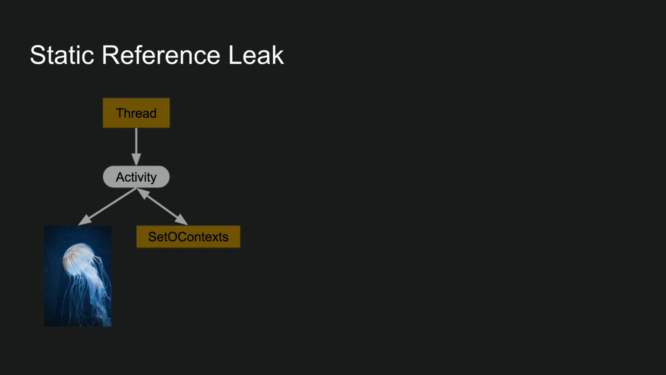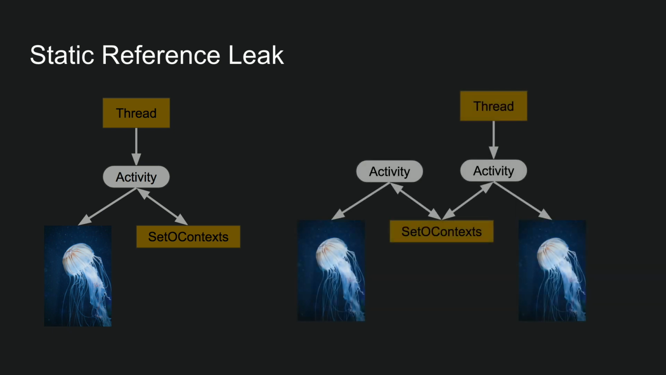So our thread has a reference to the activity, which then in turn references a set of contexts and this heavy bitmap. The set of contexts also has a reference to the activity. When we rotate the screen, our thread now holds a reference to a new activity, which in turn has a reference to that same static set of contexts and its own 7 megabyte jellyfish. So you can see how this might lead to a disaster.